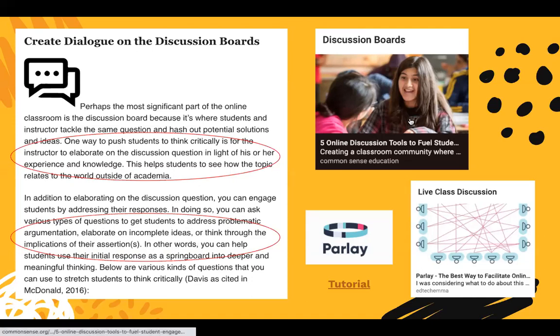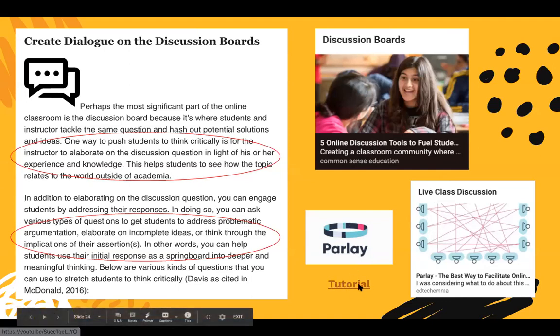I have on this slide some discussion tools to fuel students in discussion in the classroom. I have two resources here that I'd like to share with you. This one here at the bottom is a tool called Parlay that will facilitate the discussion online, and there is a tutorial available on this page as well. So if that is something that you are unable to do in your learning management system discussion board, be sure to check out these two resources.